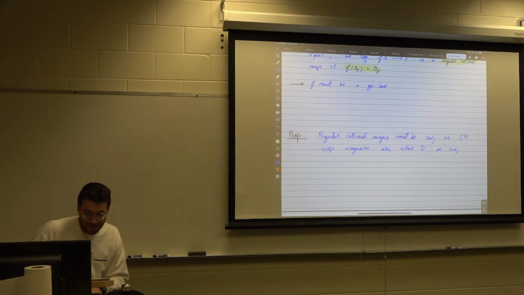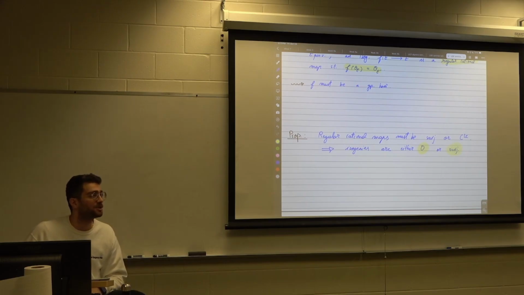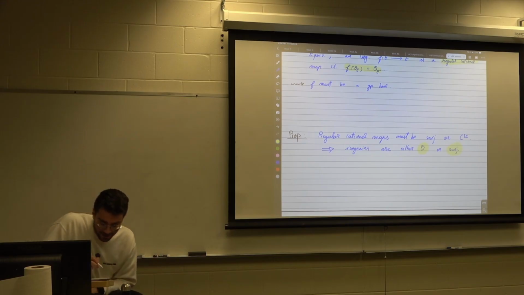So because isogenies have to also be regular rational maps, they're either surjective or constant. If they're constant and send 0 to 0, that means they must be 0 everywhere. The other case is they're surjective. So this is convenient. These isogenies are either surjective, which is convenient if you want to apply the first isomorphism theorem, by the way. I'll get back to that in a second.